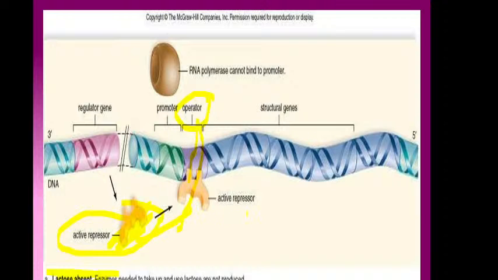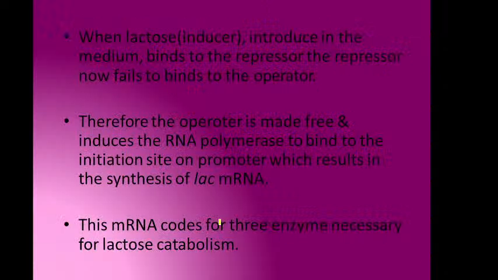The repressor binds with the operator and does not allow the promoter to attach with the RNA polymerase. When RNA polymerase cannot bind with the promoter, how will the reaction proceed? So this is in the absence of lactose.